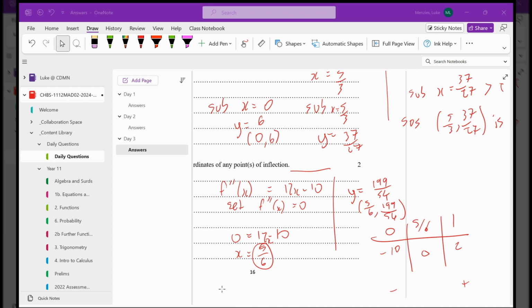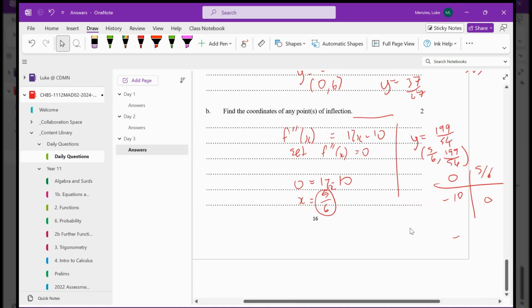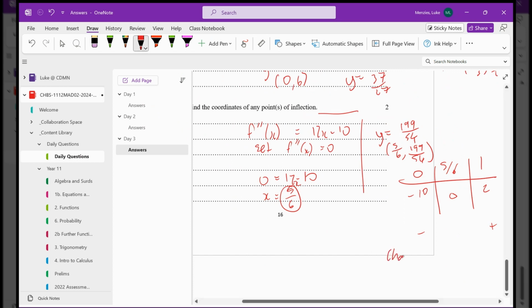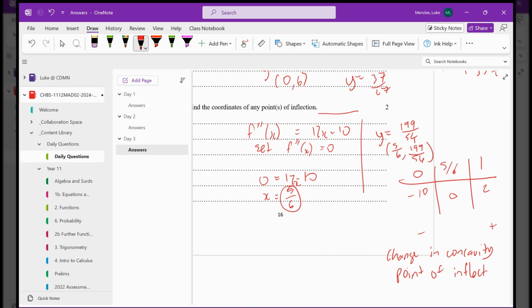You can say change in concavity, something along those lines, to justify. You can say change in concavity, point of inflection.